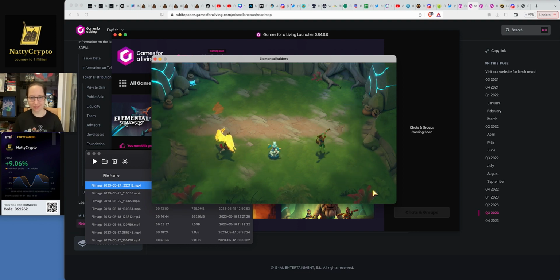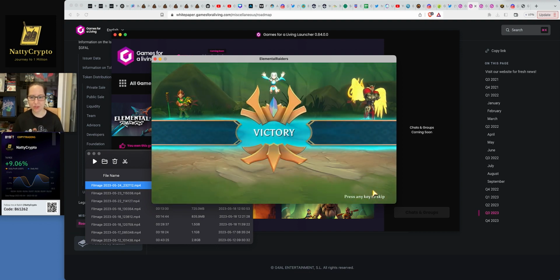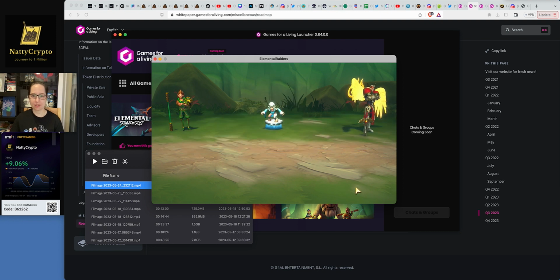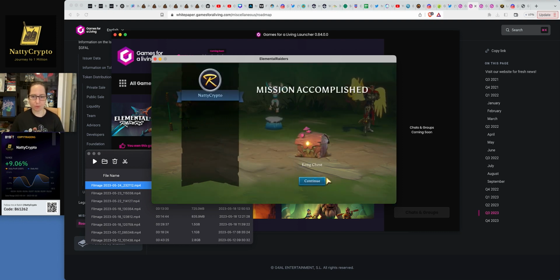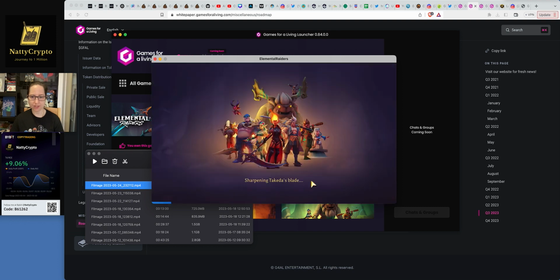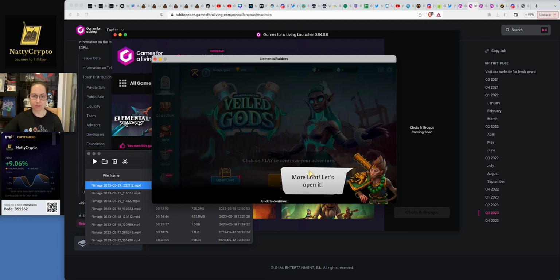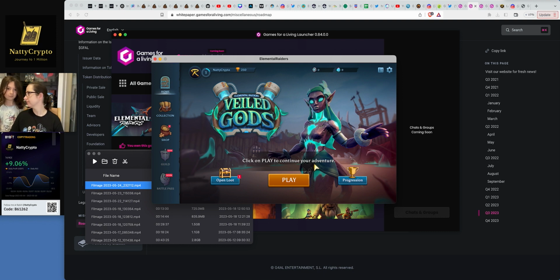Hey, I won! Victory! So there we go. That game's over, and now I'm moving on. I get a chest, that's quite nice. I did get some stuff in here. So more loot, let's open it.